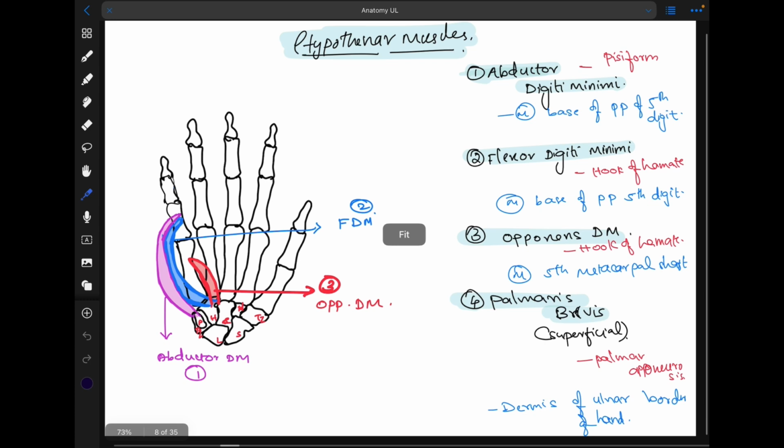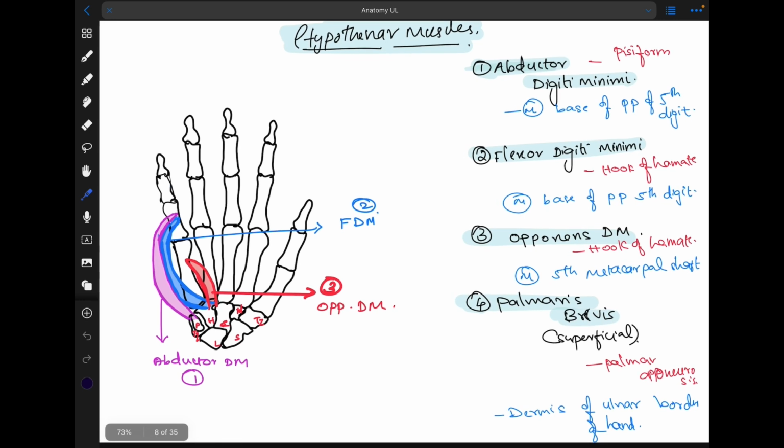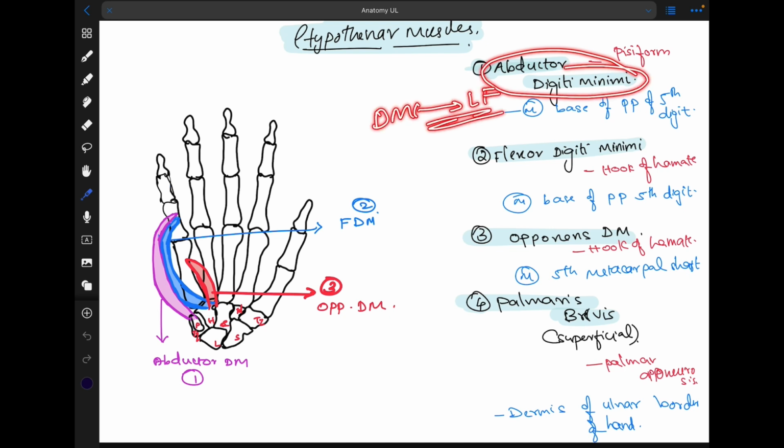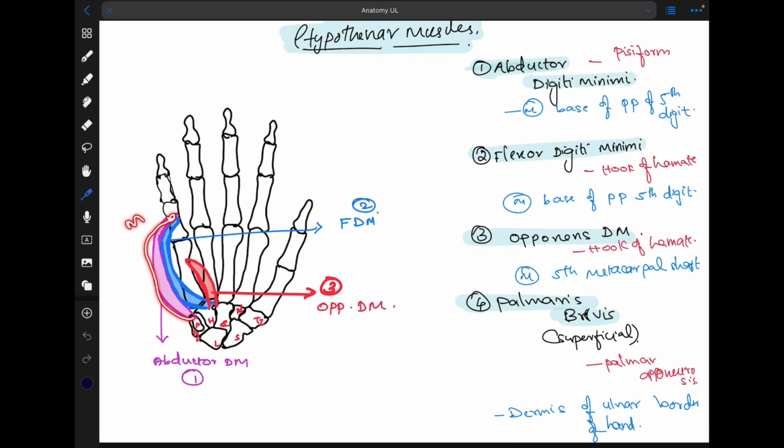Next, we are moving on to the hypothenar muscles. It is similar to the thenar muscles, that is abductor digiti minimi. Here digiti minimi corresponds to the little finger. It arises from the small bone, the pisiform bone, and is attached to the medial aspect of the base of the proximal phalanx of the 5th digit. Then we have the flexor digiti minimi.